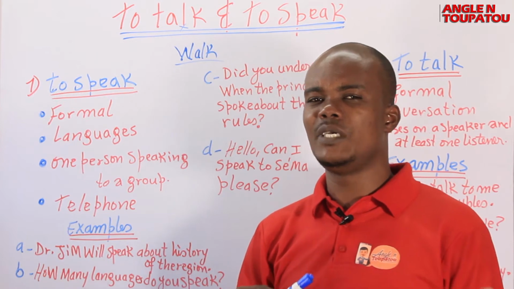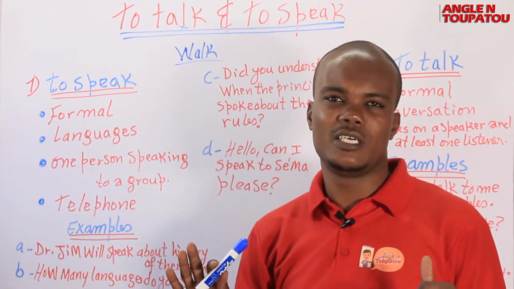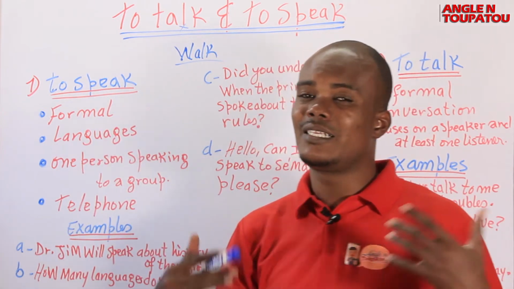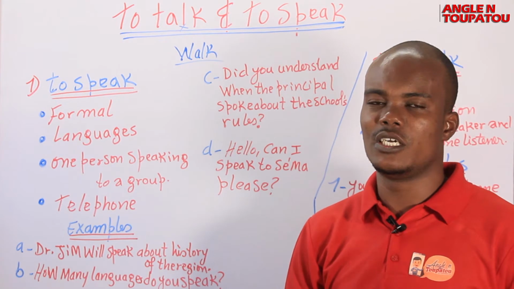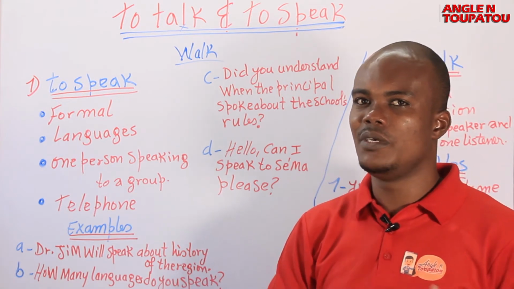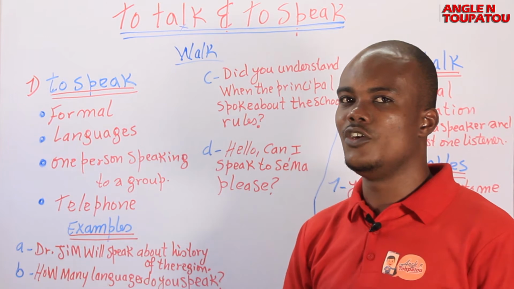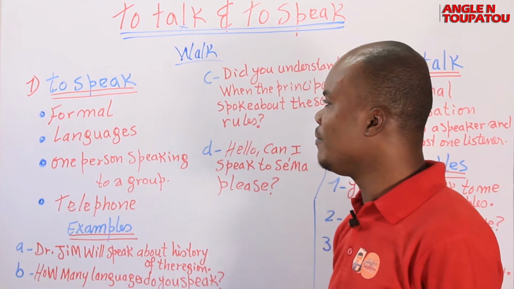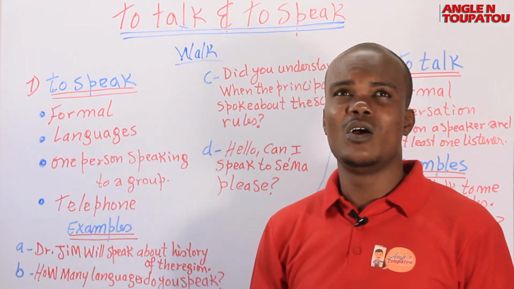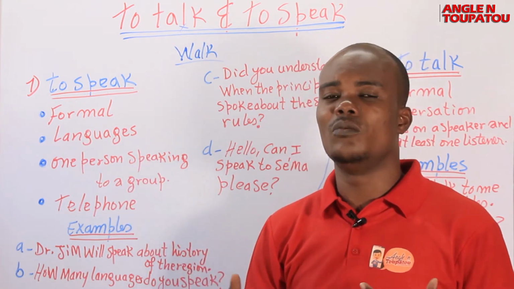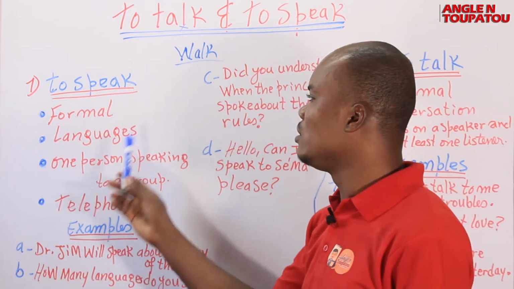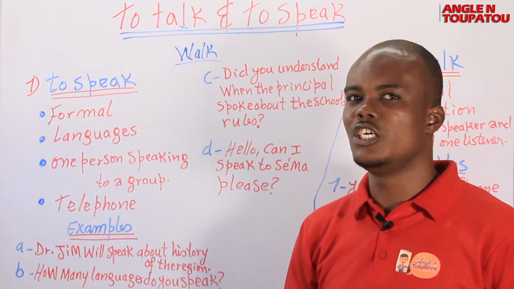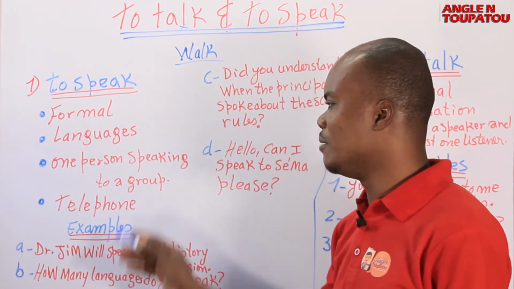But speak is not talk and talk is not speak. You use the verb to speak to talk about formal conversation, formal things like business, people you don't know. When you're talking, you have to use the verb to speak. Secondly, you use the verb to speak when you're talking about languages. For example, I speak English, not I talk English. I got examples for you.